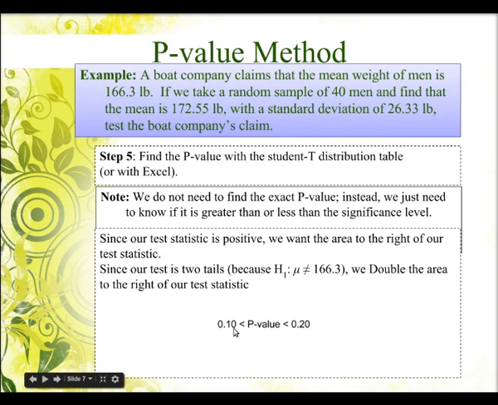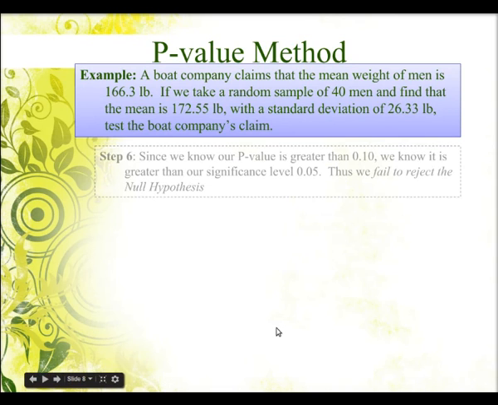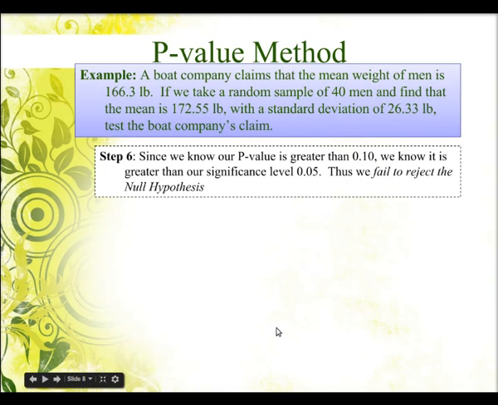So I know my p-value is between 0.1 and 0.2. Now I just have to compare this to my significance level to decide whether or not we reject the null hypothesis or fail to reject the null hypothesis. So since our p-value is greater than 0.1, we know it's greater than our significance level of 0.05.